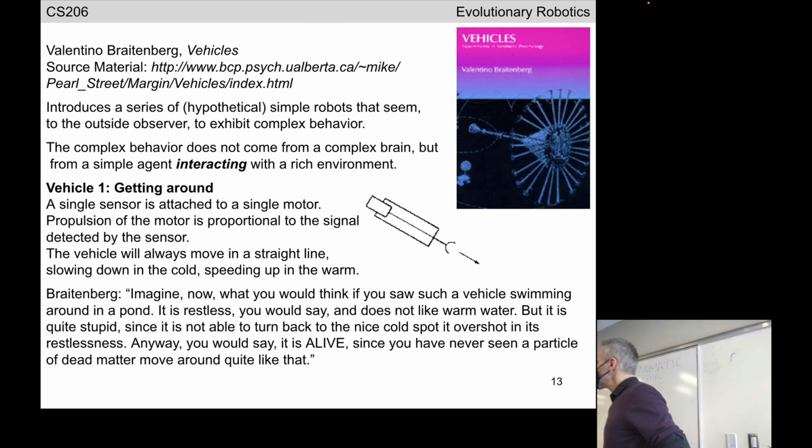This is a very serious neurophysiologist. He's talking about Vehicle 1 being stupid, being restless, being alive. He knows it's not restless. He knows it's not stupid. He knows it's not alive. He knows we know. Why would he be using this kind of language?